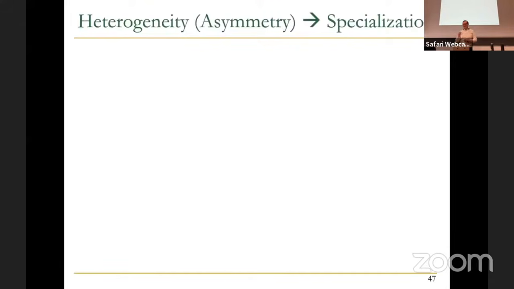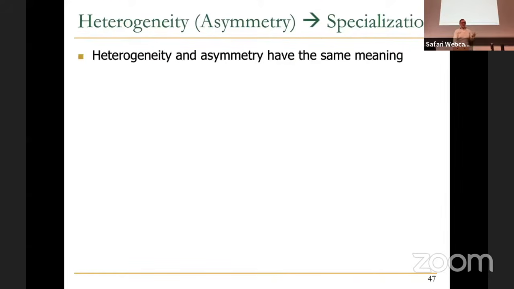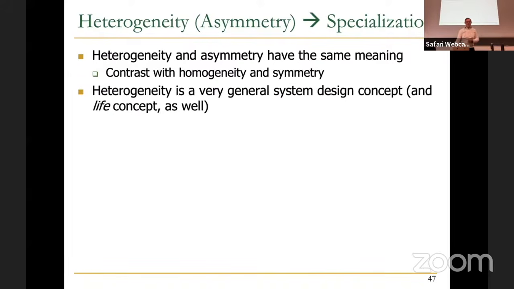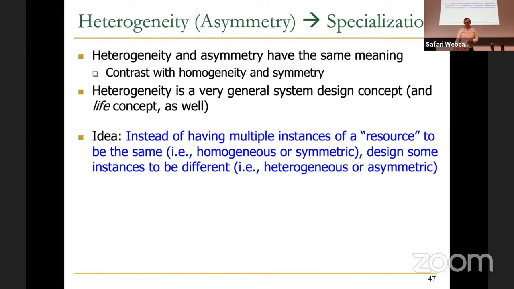So heterogeneity essentially is, I use the word heterogeneity, but we use asymmetry interchangeably. In my opinion, they have the same meaning, at least for the purposes that we're going to use. And it enables specialization. So contrast heterogeneity with homogeneity and symmetry. Essentially, homogeneous means everything is the same, right? Symmetric means everything looks alike, right? This is really a system design concept, a very general one, like a lot of the concepts we've been discussing in this course, and also a life concept as well.